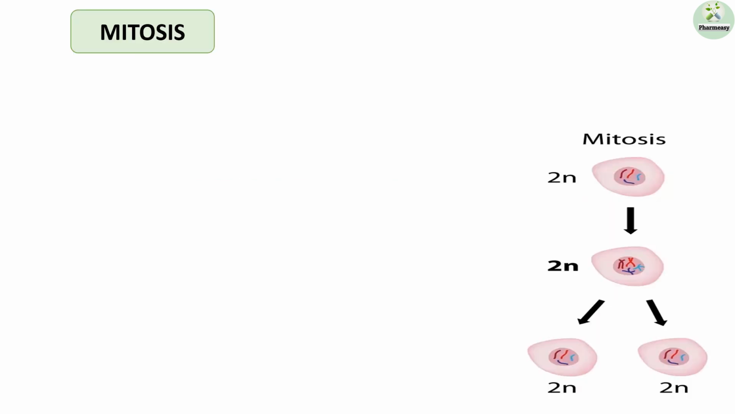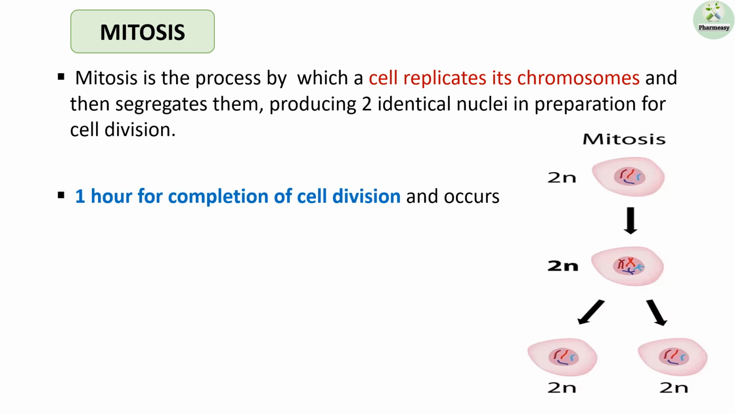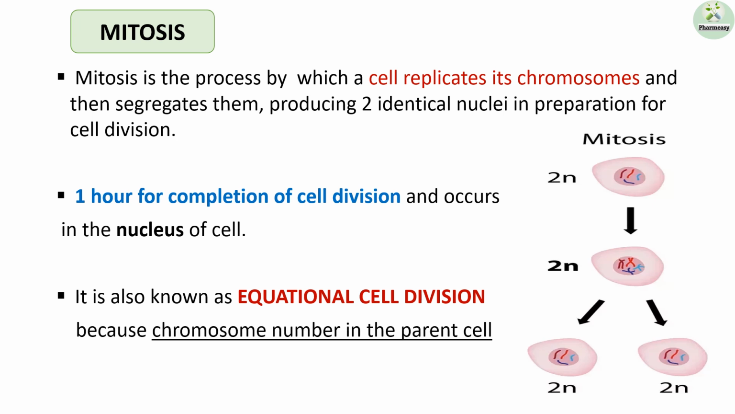Our next topic is mitosis. It is the process by which a cell replicates its chromosomes and then segregate them by producing two identical nuclei in preparation for cell division. This phase takes 1 hour for completion of cell division, and it occurs in the nucleus of cell. It is also known as equational cell division because chromosome number in the parent cell and daughter cell is same as shown in the diagram.